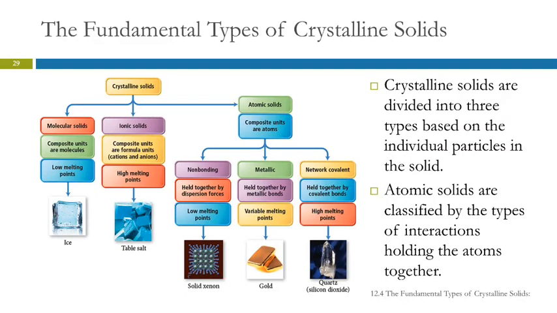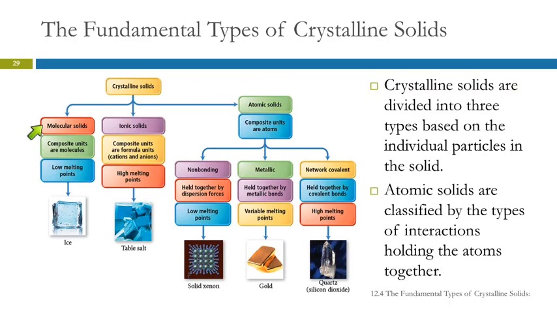Fundamental types of crystalline solids. So crystalline solids have regular repeating patterns to the particles. This is in contrast to an amorphous solid where there's no long-range order. But we can divide crystalline solids into 3 broad categories, and the categories are based on the individual types of particles.